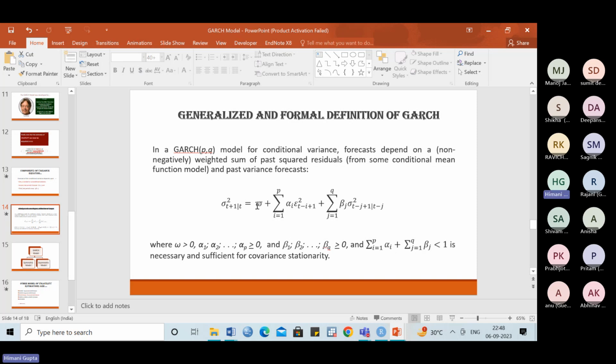Now, next thing we have to learn: omega will always be positive, greater than 0. Your alpha will be greater than or equal to 0. It can be either greater than 0 or equal to 0. And the beta term will be greater than or equal to 0. And if you add the alpha and beta terms, the sum should be less than 1.